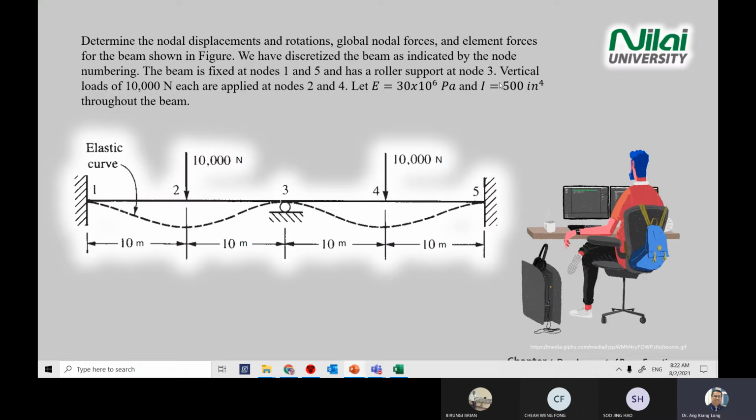Then you're given the boundary condition for point 1, point 3, and then the roller support. Then the vertical loads are given. There are two 10,000 Newton loads on point 2 and point 4. E given, I given, and the L also given.